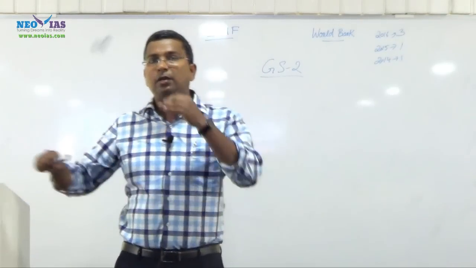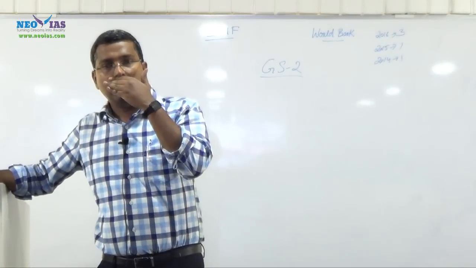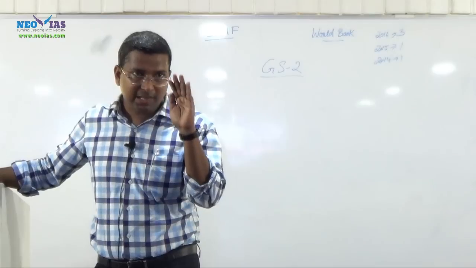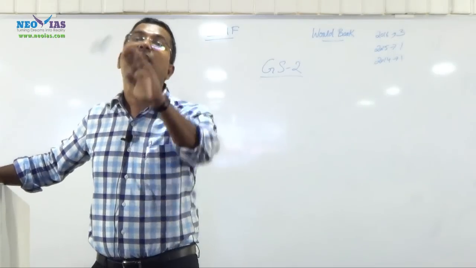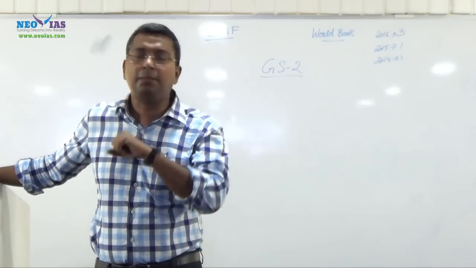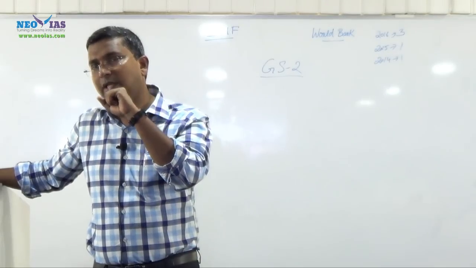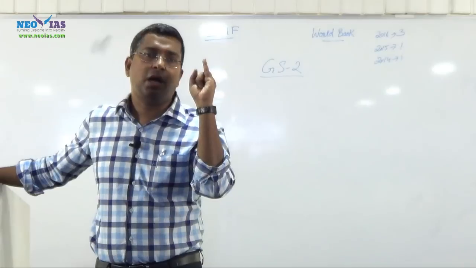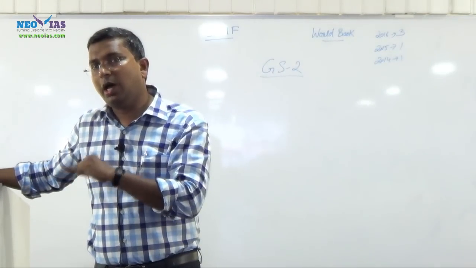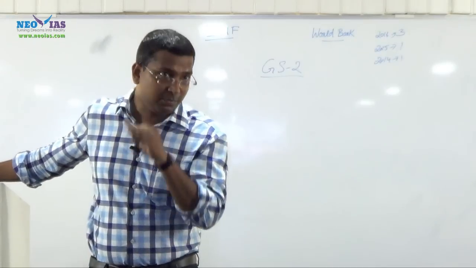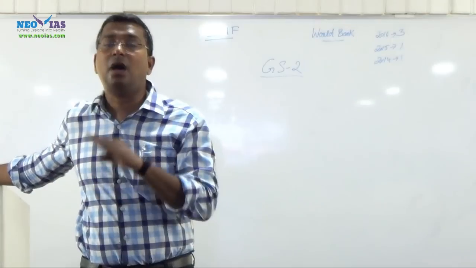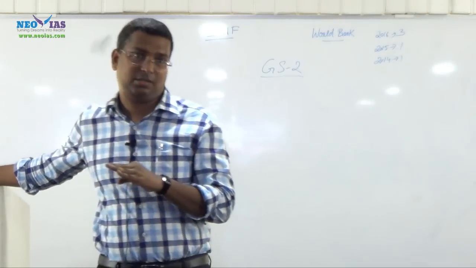And if you see the trend of international institutions, almost every year they are asking a question from international economic institutions. For example, in 2013, they asked a question on IMF and World Bank. In 2015, they asked a question on New Development Bank and Asian Infrastructure Investment Bank. I'm talking about GS2, not GS3. And in 2016, they asked a question on WTO, World Trade Organization.